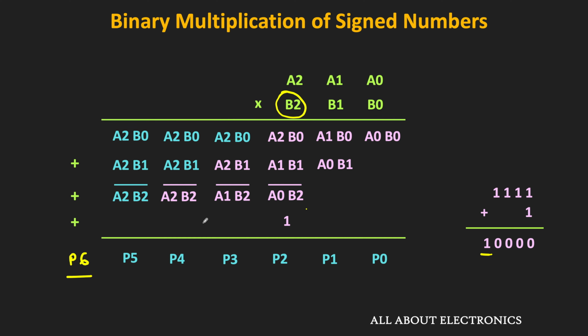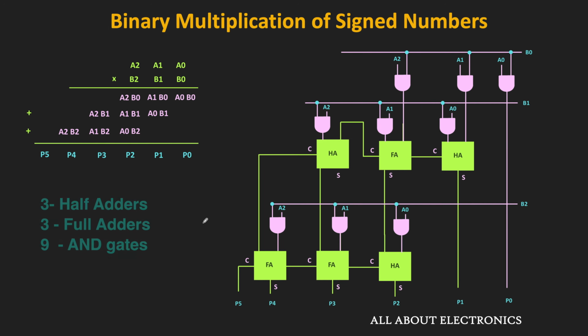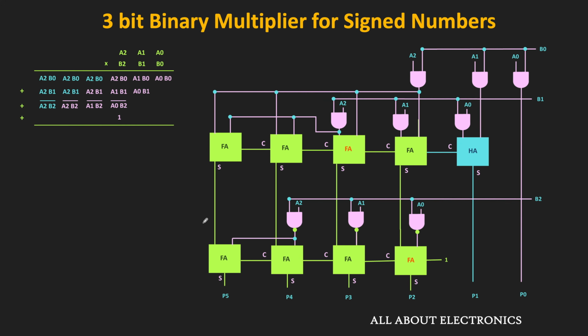Now let us see how to implement the same thing in the digital circuit. If you want to implement the same thing in the digital circuit, then compared to the unsigned binary multiplier, here we require additional hardware. For the 3-bit unsigned binary numbers, we have seen that we require 3 half adders, 3 full adders and 9 AND gates. But in case of the signed binary multiplication, since we need to extend the sign bit of each partial product, we also need additional full adders.